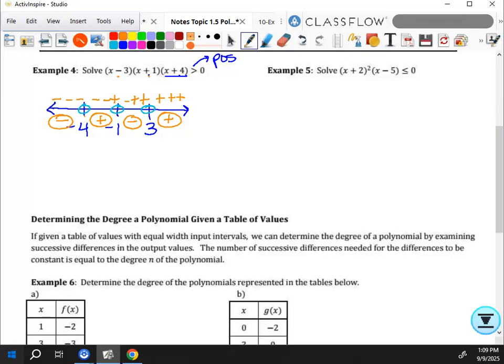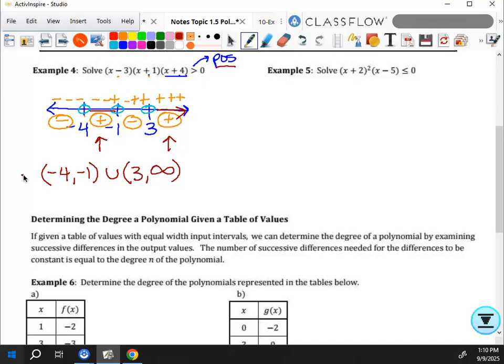Now, let's look at what we're actually trying to solve. I want this to be positive. My function is positive here and here. And since I already put my open circles there, my answer is pretty much written for me. I'm going from -4 to -1, and I know that it's open because they're open circles. And then I'm going from 3 to infinity, and they're open as well. And that is the solution to my inequality. Okay?